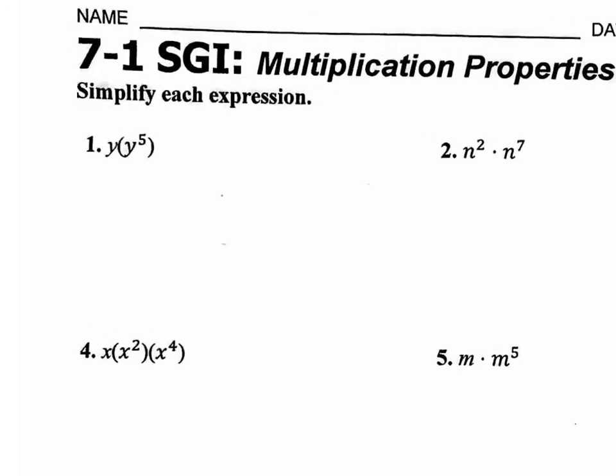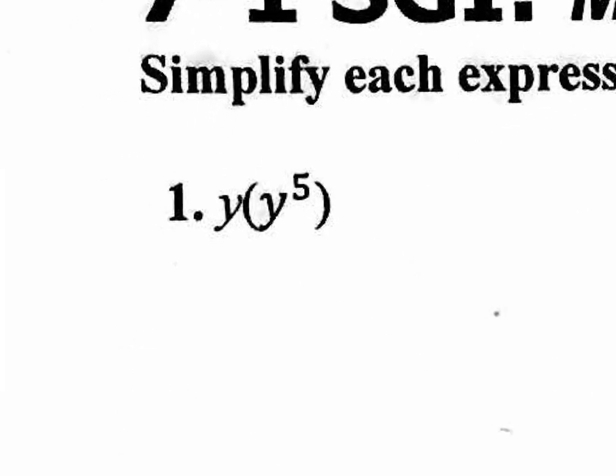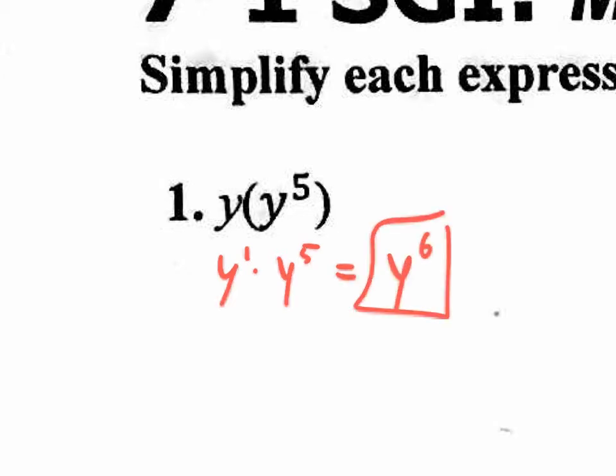Quickly explaining this extra homework, number 1. Now notice there is nothing to distribute on the outside, so you simply could rewrite it without the parentheses. You have y to the 1 times y to the 5th, so the answer is y to the 6th. And that's it. Let's move on.